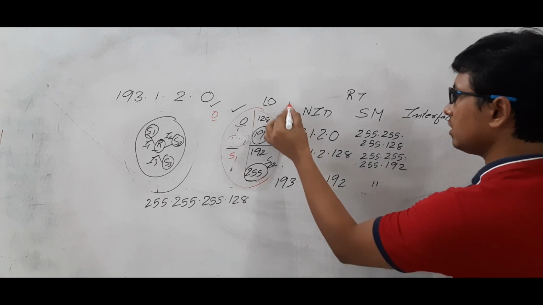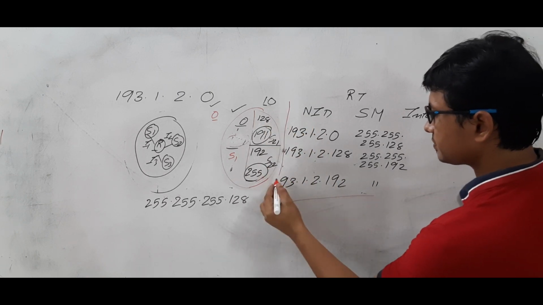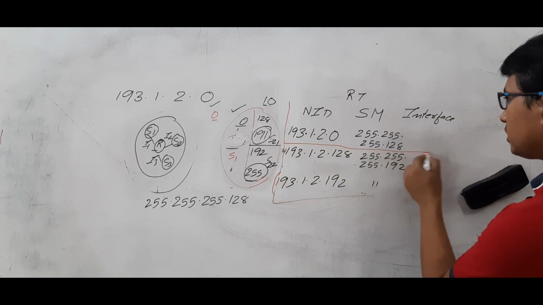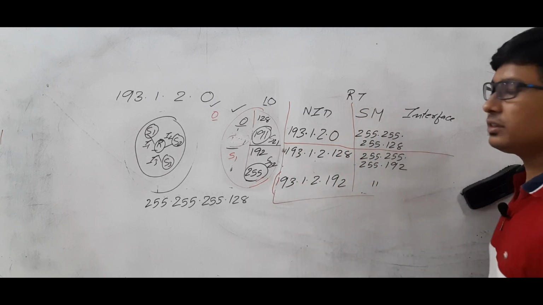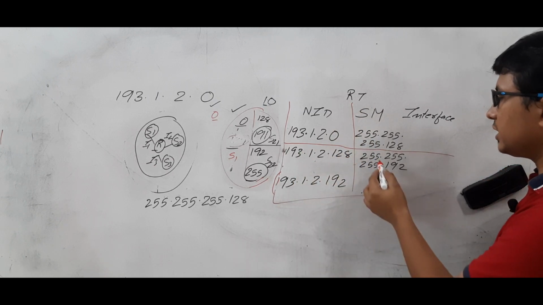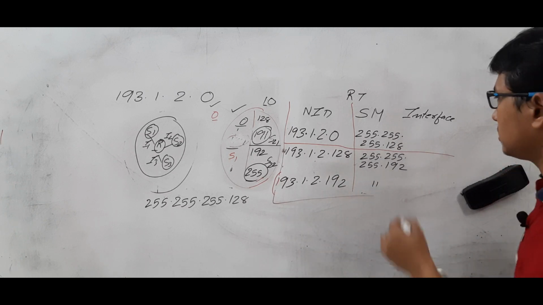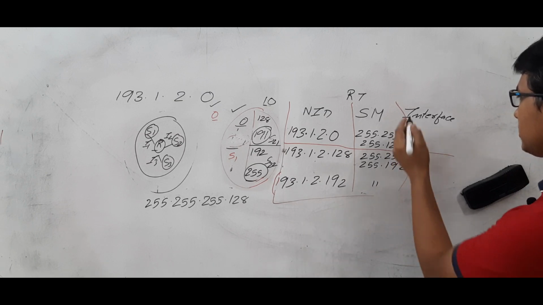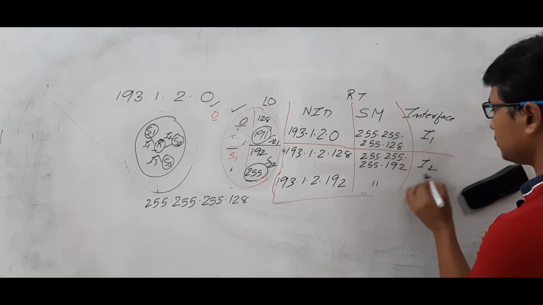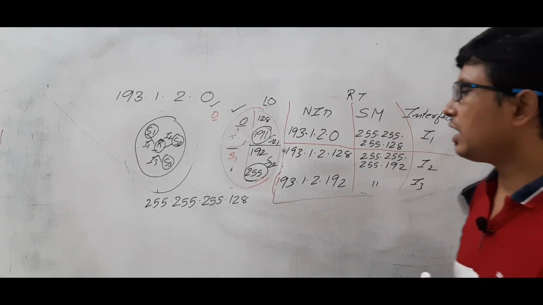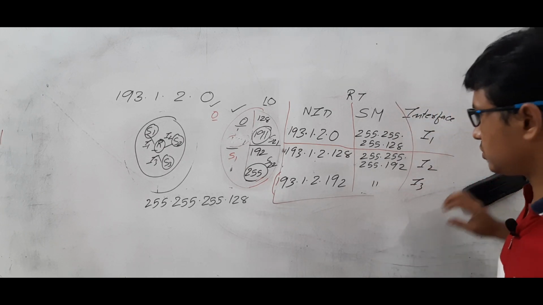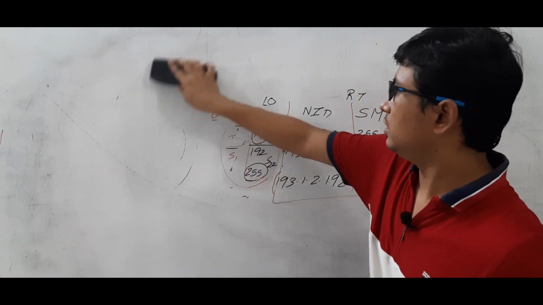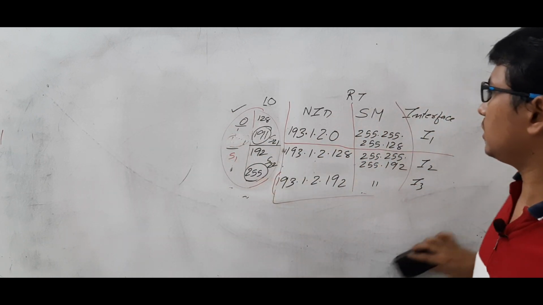So the routing table will look like this. 193.1.2.0 and its subnet mask, 193.1.2.128 and its subnet mask, and this subnet mask. Now can you tell me to which interface they are connected? This one is connected with interface 1, interface 2, interface 3. Now how will it identify to which interface it has to send? This is the routing table, it will be there. Am I right or wrong? You will also agree. Let me erase the remaining part so that I can use this space.